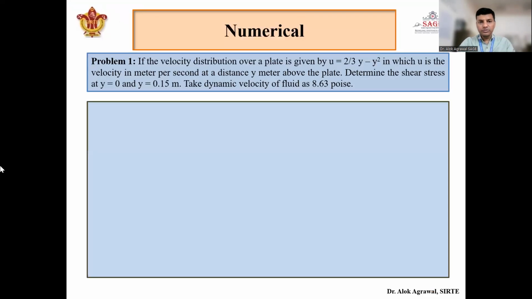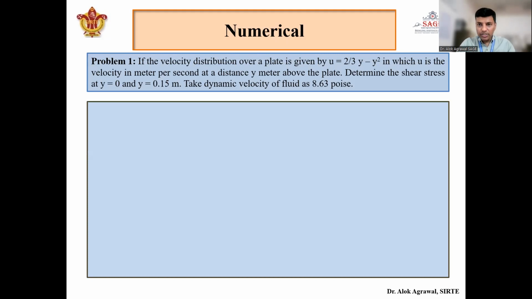So the first problem is: if the velocity distribution over a plate is given by u is equal to 2/3 y minus y square, in which u is the velocity in meter per second at a distance y meter above the plate. So here the velocity profile is given.